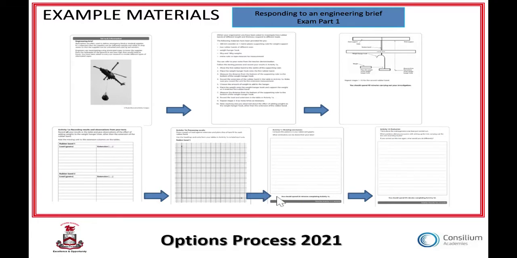Then they would respond to any patterns that they are seeing within the graph and the best line of fit, and then they would make any suggestions on improvements to the experiment. So this is a stock example here that I've taken from the website. Each year it changes, so there will be different ones when pupils take it next year, but that's roughly what the part A is about, doing an engineering experiment and responding with results and analysis.